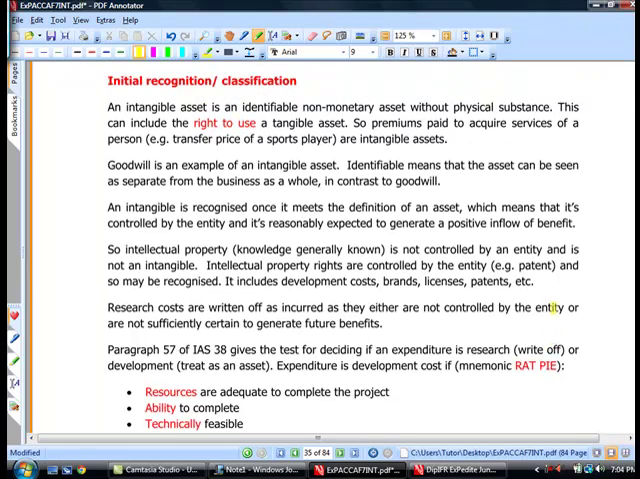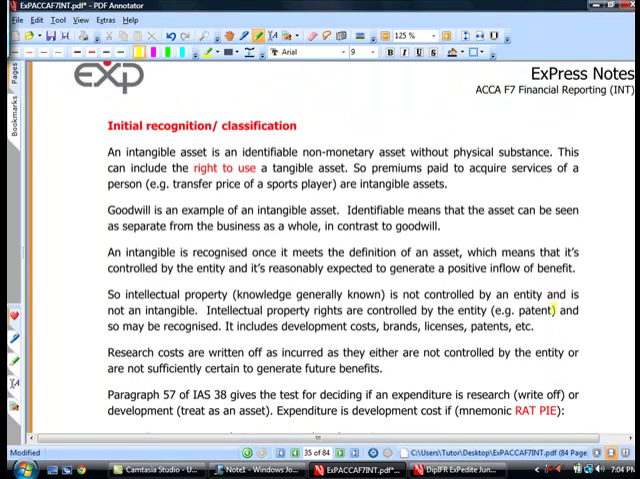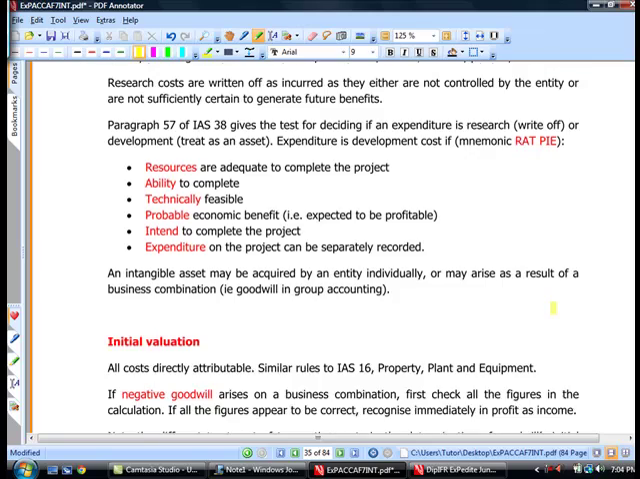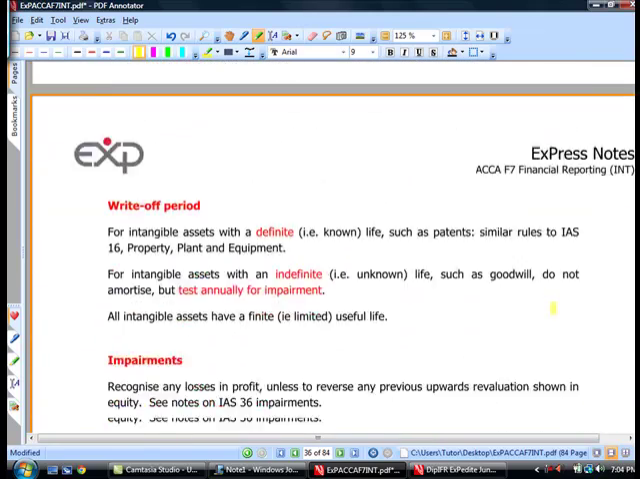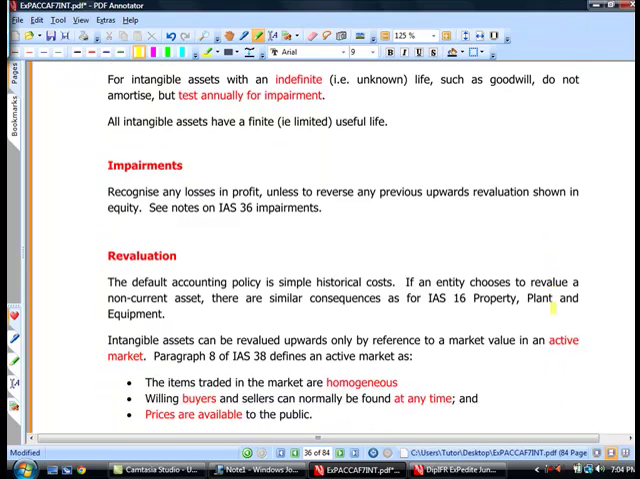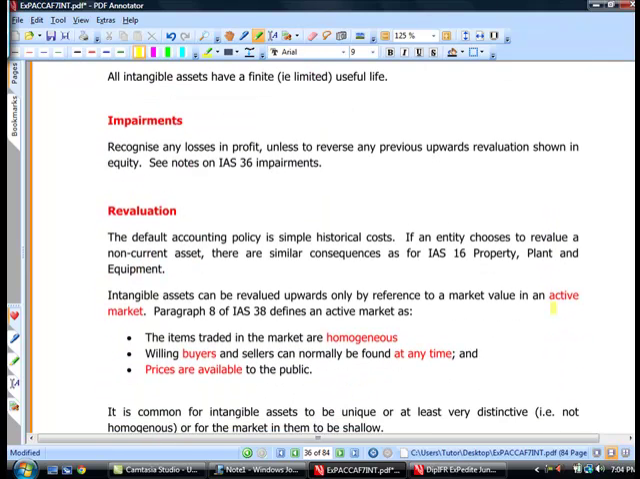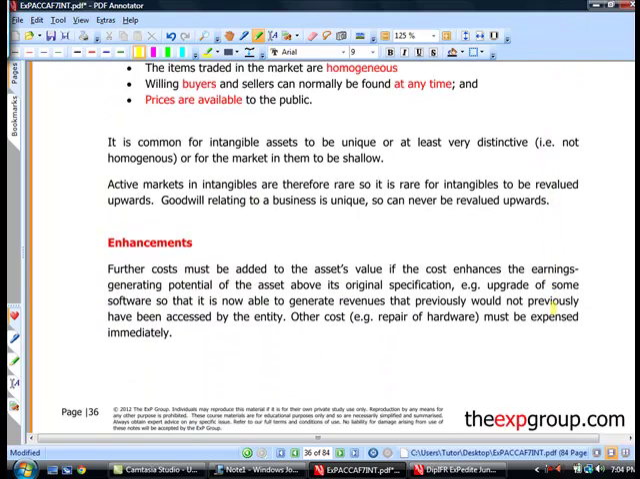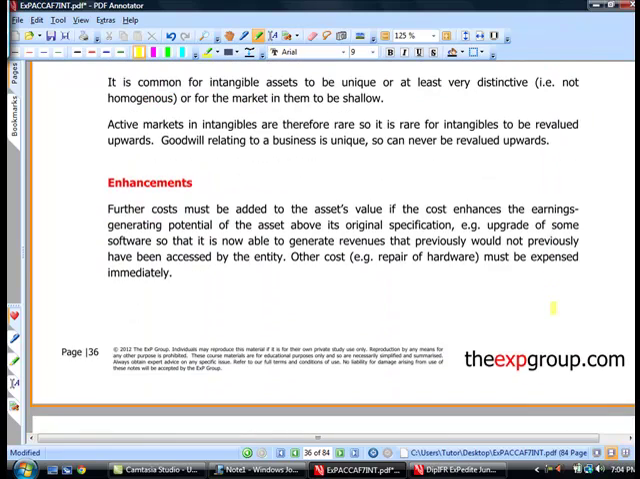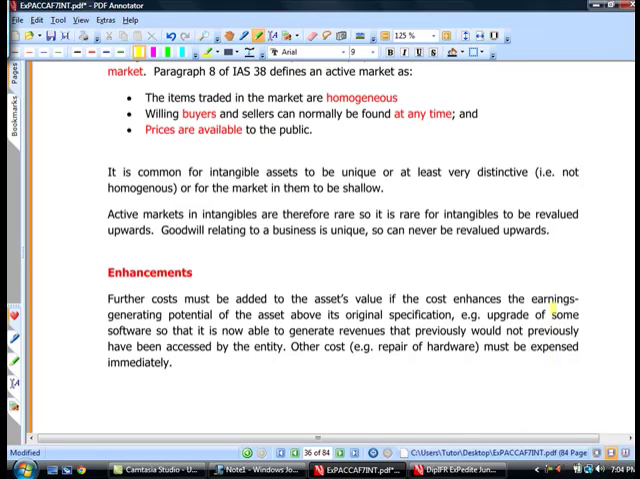And everything that we talk about in the tabular form, it's explained to you on page 35, and 36 for write-off periods, impairments, revaluation, active market, and why basically we do not have an active market for the intangibles. The enhancement costs will actually follow the same treatment as per IAS 16.